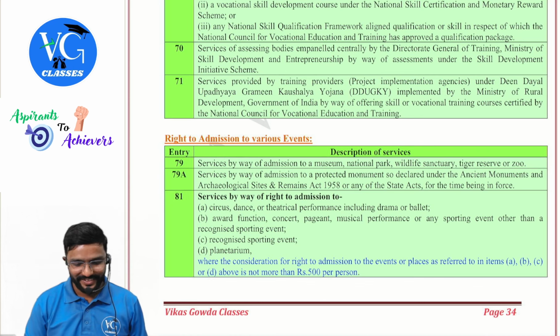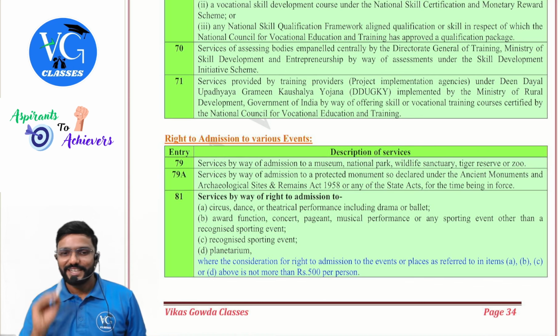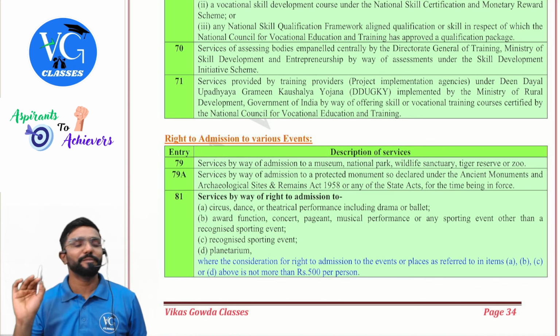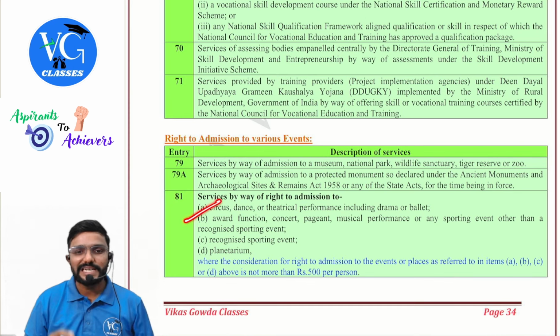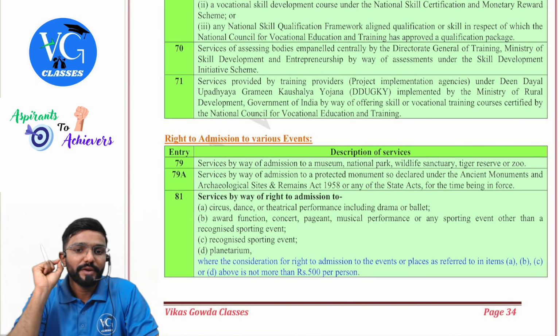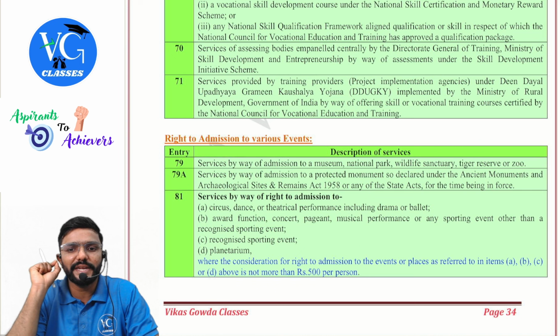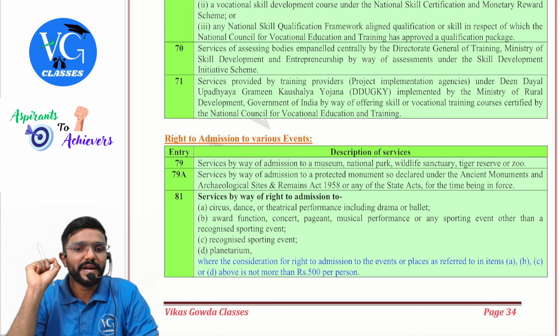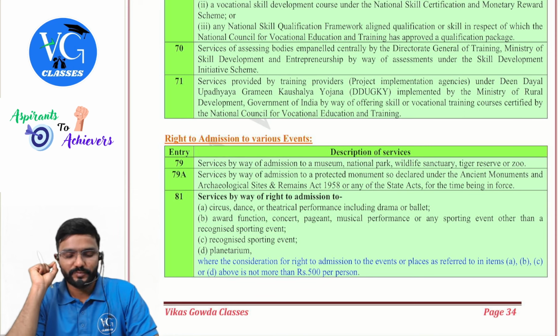Sure. Next, 81. Services by way of right to admission to circus, dance, or theatrical performance, including drama or ballet, award function, concert, pageant, musical performance, or any sporting event other than a recognized sporting event, recognized sporting event or planetarium.